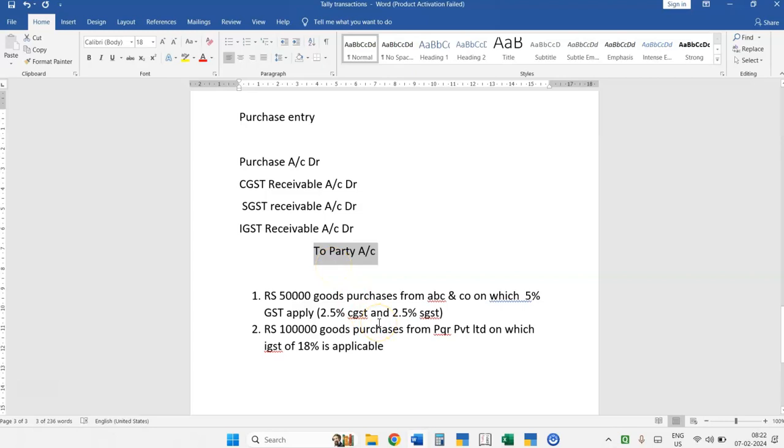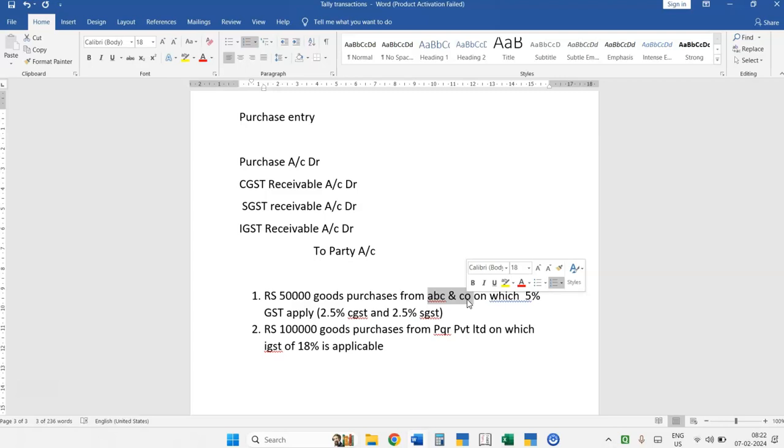Now we will do this transaction entry in Tally Prime 4.0. The first transaction is: rupees 50,000 goods purchased from ABC and Company on which 5% GST is applicable. How can we do the entry? ABC and Company is giving us the goods, so from ABC and Company we are getting the benefit. So the ABC and Company account is credited, the purchase account is debited and the GST account is also debited.